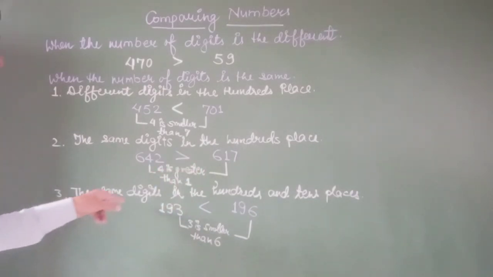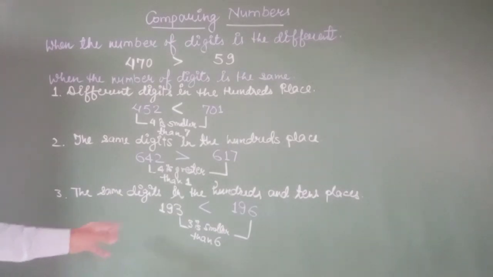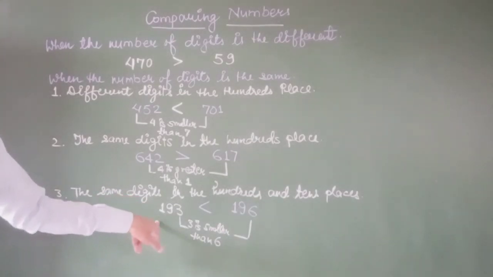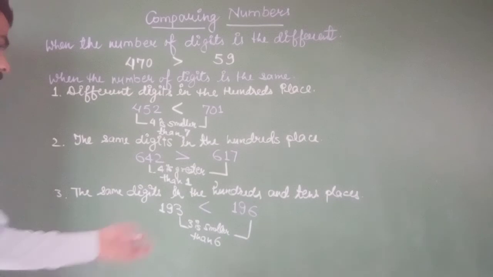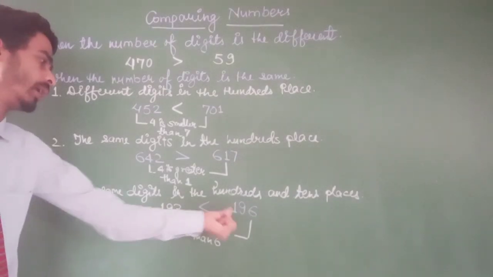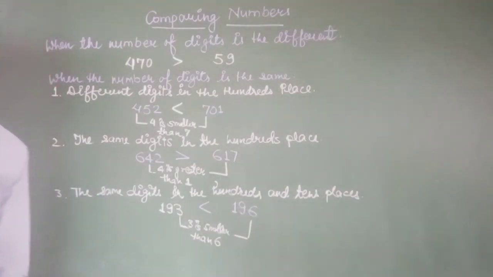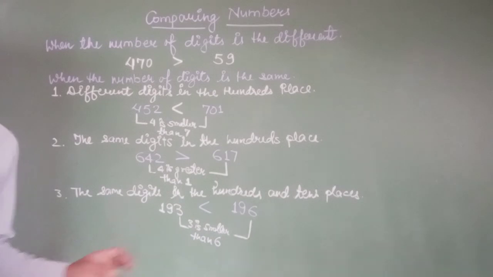Next is the same digits in the hundreds and tens places. There is an example. John sells 193 flowers and Mukesh sells 196 flowers. Who sells more flowers? Okay. So when we compare hundreds places, both are the same, and tens places are the same too. So the digits in the hundreds and tens places are the same. Compare the digits in the ones places.